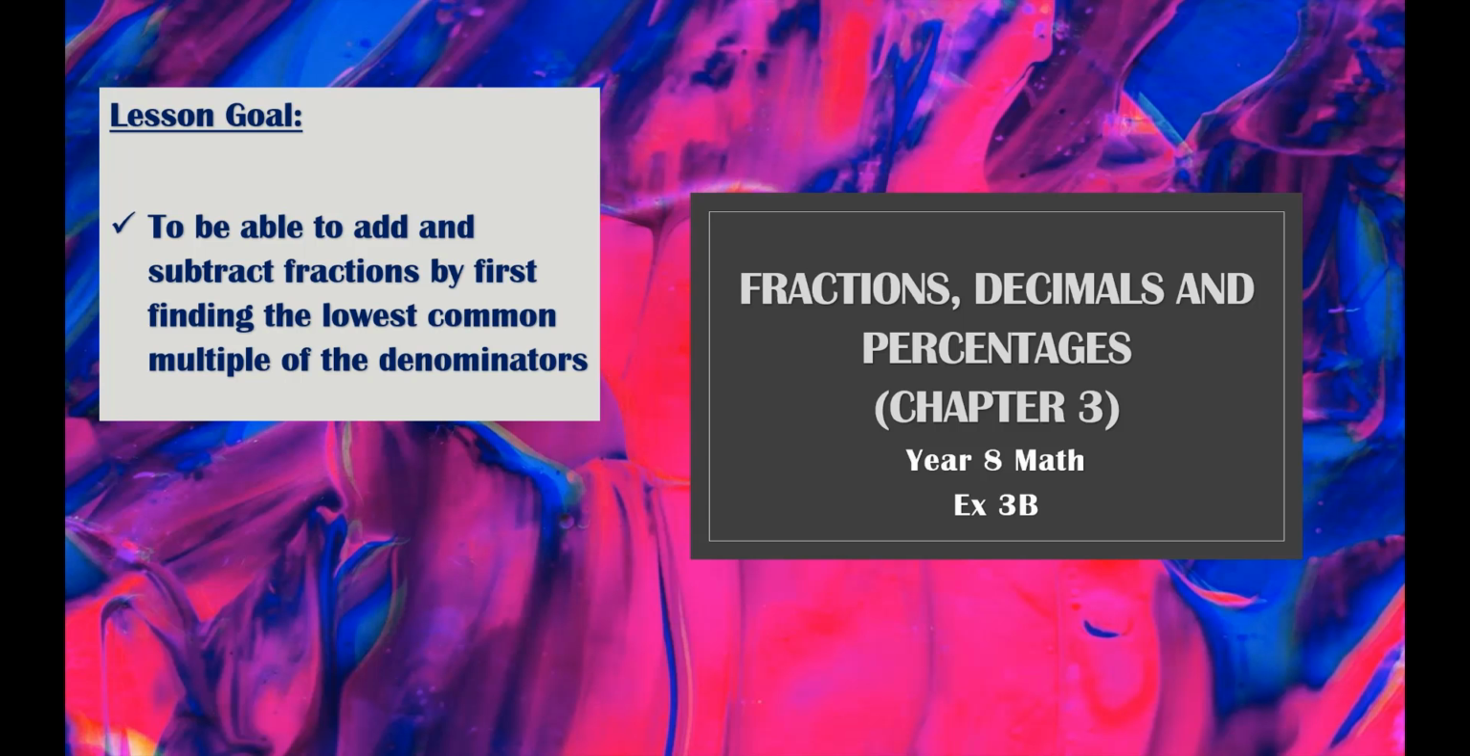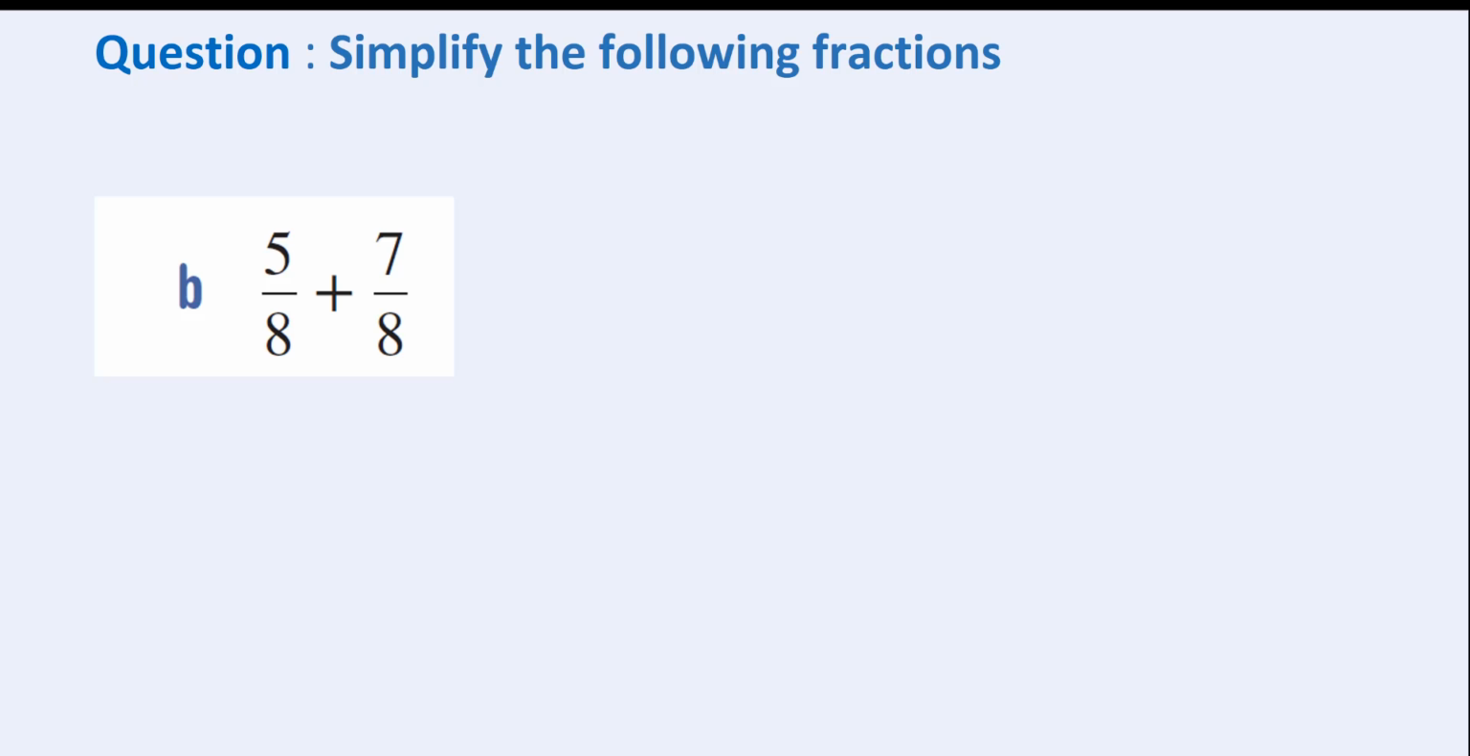In this video, you're going to be able to add and subtract fractions by first finding the lowest common multiple of the denominators. So we're looking at how to add or subtract two fractions. In this question, you've got 5/8 plus 7/8. So you need to simplify the following fractions.